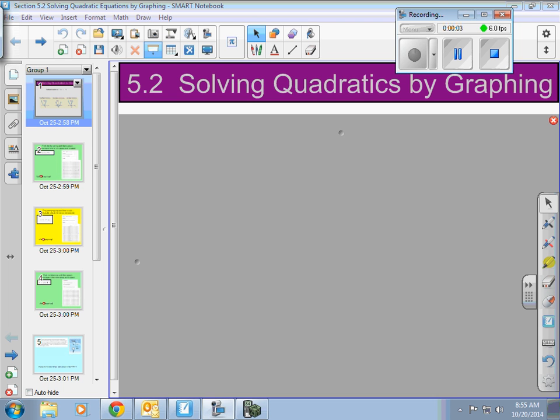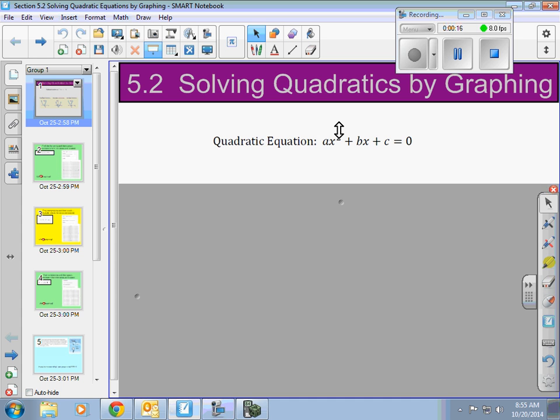Hello class, we're going to go ahead and do section 5.2, which is solving quadratic equations by graphing. So you're going to use your ideas from yesterday, being able to graph, and then we're also going to find the solutions. So we need to talk about where the solutions are on a graph of a quadratic.